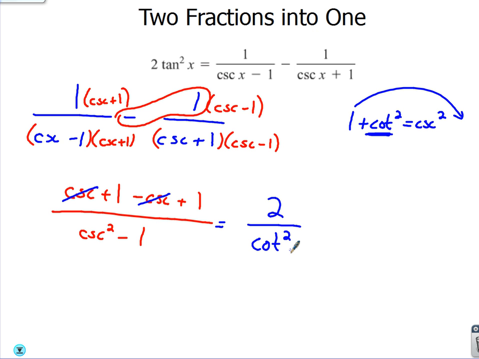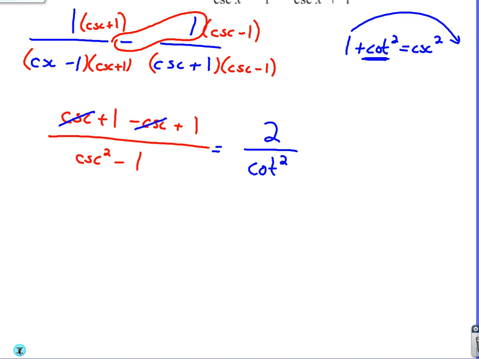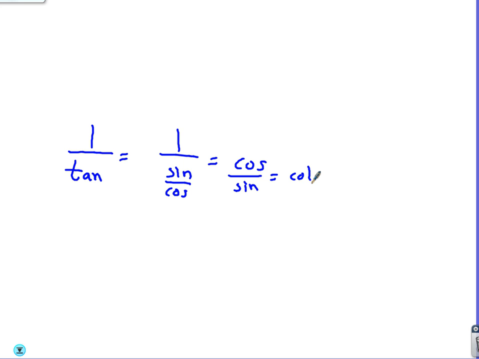Now let me show you a trick. Let's come down here, scroll down. 1 over tangent. We know the tangent is sine over cosine. That'd be 1 over sine over cosine. To divide, you flip and multiply. When you do, you end up with cosine over sine, which is cotangent. You know what this reminds me of?